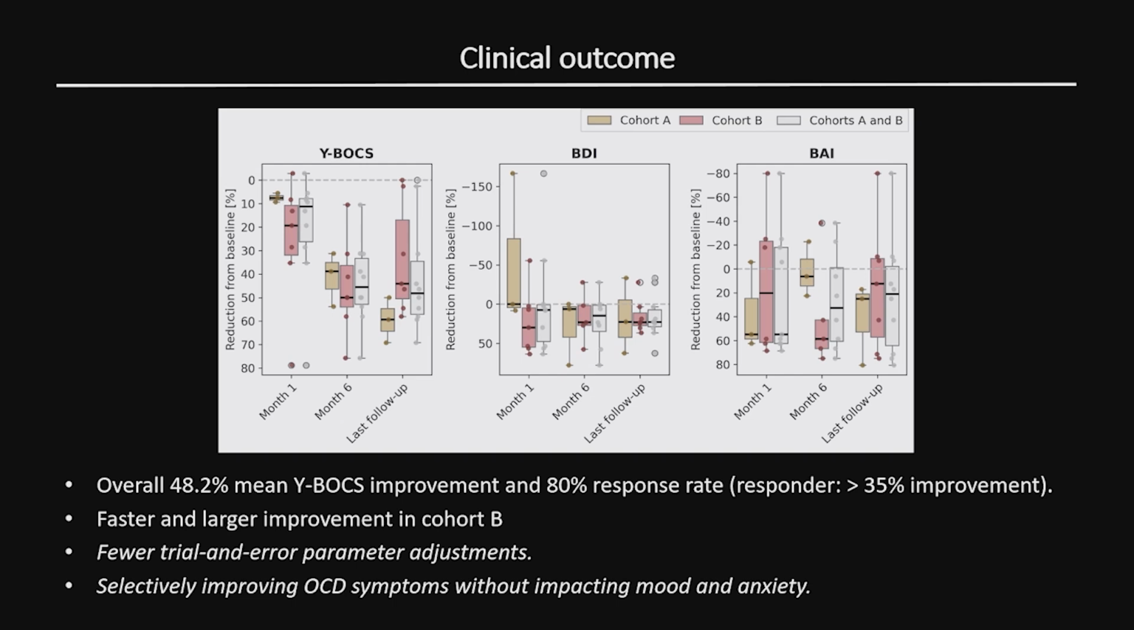And this is the clinical outcome we have. Overall, we have around 48% mean Y-BOCS improvement. Based on the response, more than 35% improvement as a responder, we have an 80% response rate. And not only did this improve the response rate, we have a faster and larger improvement in this new cohort with the common map targeting, compared to the previous pure trial-and-error parameter adjustment.